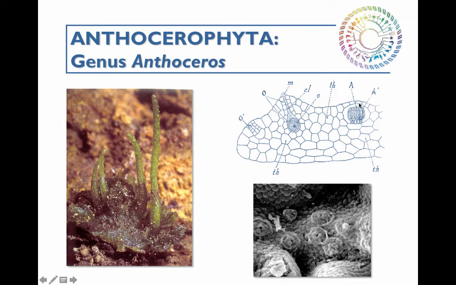So the antherozoids, or the sperm, are released from the antheridia. They will then swim through rainwater to the top of the archegonium. They will swim down the canal of the archegonium and fertilize the egg to form the zygote.